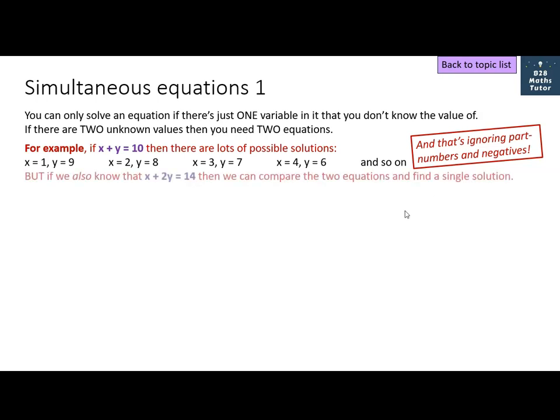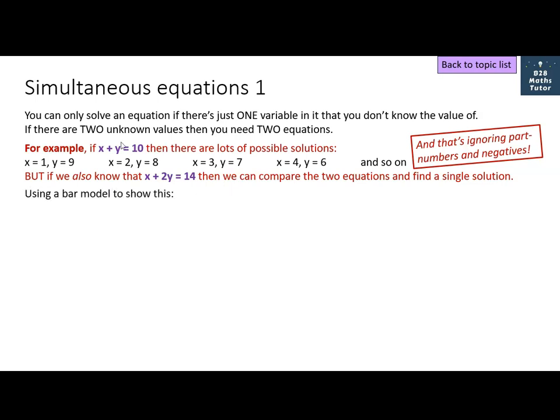But if you also know that x plus 2y equals 14, then you can look at the two equations side by side and use that to find a single set of solutions for x and y.